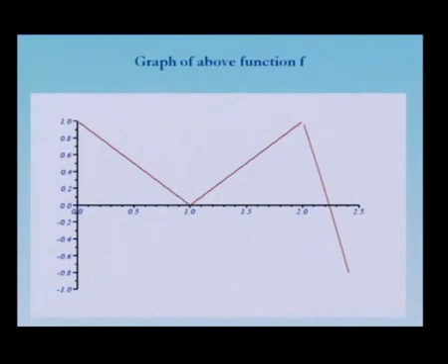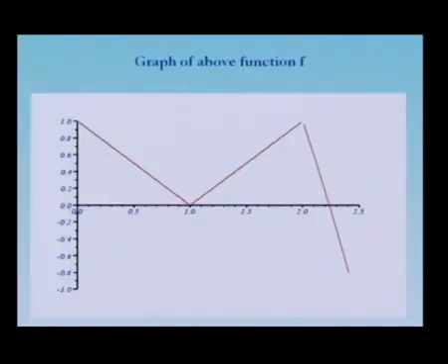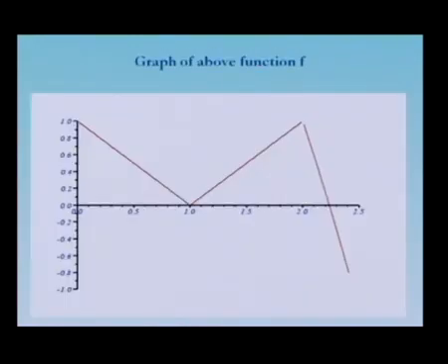Similarly, at the point 2 we can find the limit. Again, if you see the function, we can see that when x equals 2, the function value is 5 - 4, that is 1. So when x is reaching 2 from the left hand side, the function reaches 1, and when x is reaching 2 from the right hand side, the function also reaches 1. So f reaches a unique value 1 when x reaches 2. So the limit of f at x equal to 2 is 1.